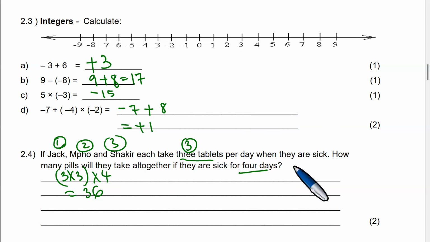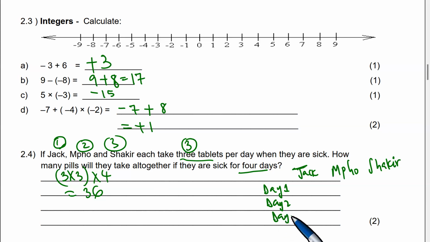If you want, you can tabulate and say there is Jack, there is Paul, and there is Shakir. So Jack and Paul and Shakir each take 3 tablets per day when they are sick. How many pills will they take altogether if they are sick for 4 days? So there is day one, for 4 days when they are sick. So Jack for 4 days per day. So in other words, what is going to happen here is the following.